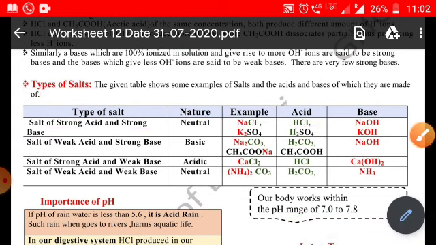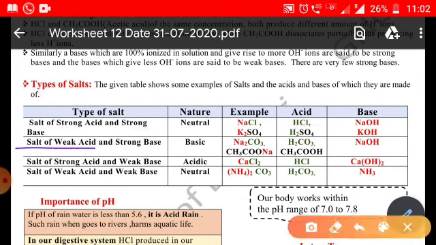And when a weak acid combines with a strong base, then the salt is basic, like sodium carbonate, sodium acetate. In the case of sodium carbonate, the acid is carbonic acid. In the case of sodium acetate, the acid is acetic acid. And the base in both cases, sodium hydroxide, is a strong base.